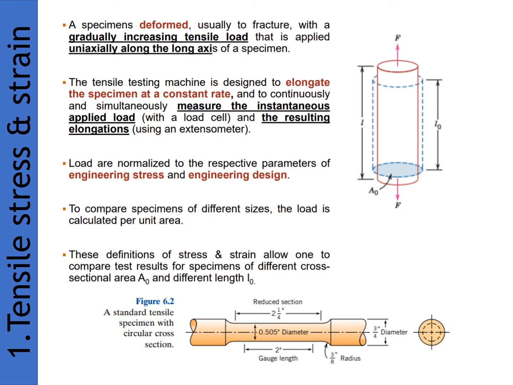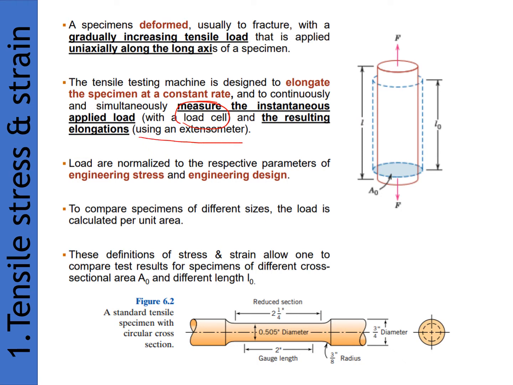We can also say that the output from the tensile test can be represented as a load and an elongation. A specimen is deformed, usually to fracture, with a gradually increasing tensile load applied uniaxially along the long axis of the specimen. The tensile testing machine is designed to elongate the specimen at a constant rate and to continuously and simultaneously measure the instantaneously applied load with the load cell attached to the machine, and the resulting elongation.